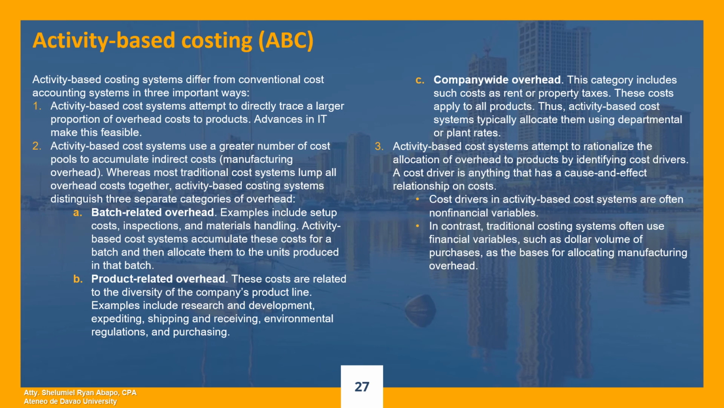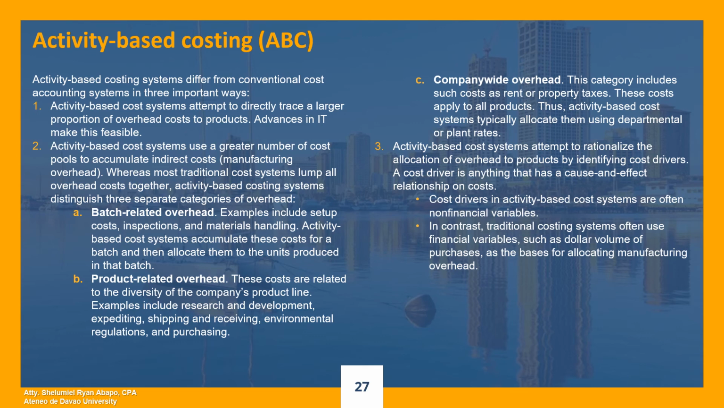The second distinction is that activity-based costing uses a greater number of cost pools to accumulate indirect costs such as manufacturing overhead, whereas most traditional cost systems lump all overhead costs together. Activity-based costing systems distinguish three categories of overhead. First is batch-related overhead. Examples of batch-related overhead are setup costs, inspections, and materials handling. Activity-based cost systems accumulate these costs for a batch and then allocate them to the units produced in that batch. Thus, products produced in large quantities have lower batch-related overhead costs per unit than products produced in small quantities.